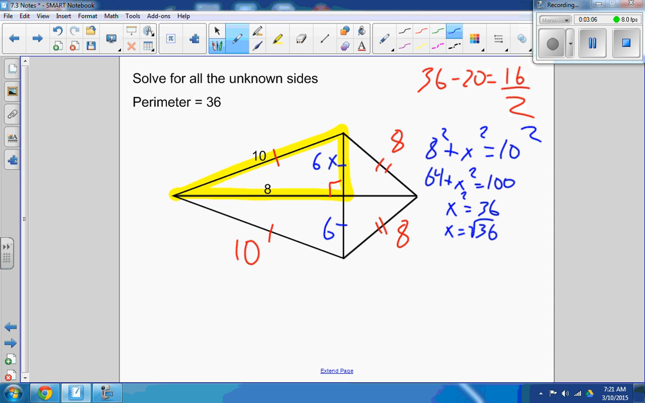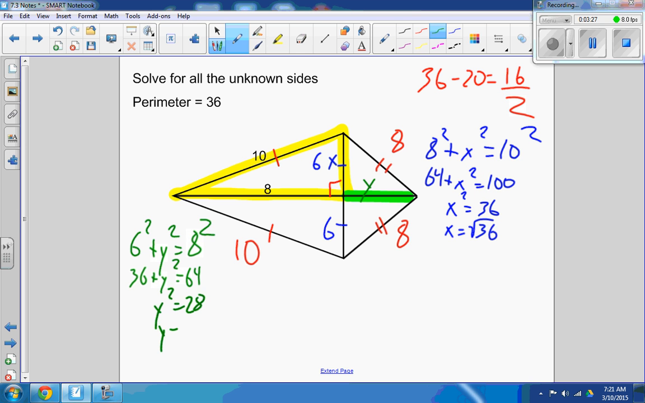Now we just have to figure out this side. Well, I'm going to do the Pythagorean theorem again. I'll call it y. So 6 squared plus y squared equals 8 squared. So 36 plus y squared equals 64. So y squared is 28. So y is the square root of 28. We can simplify that. Square root of 28: 2 goes into that, leaving 14. 2 goes into that, 7. Pair of 2s, so it's 2 square root of 7. And that's the length of that segment. And there we go. We solved for all the unknown sides.